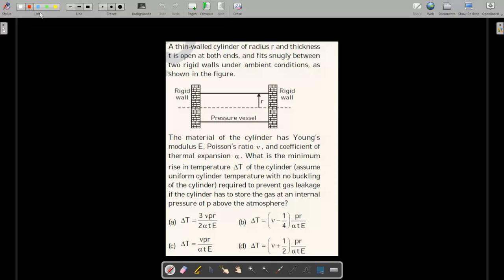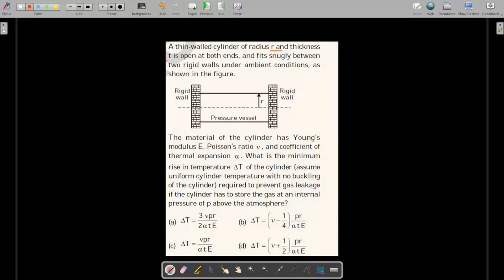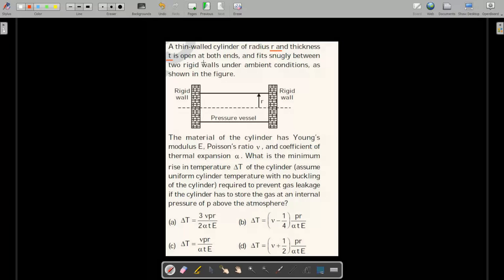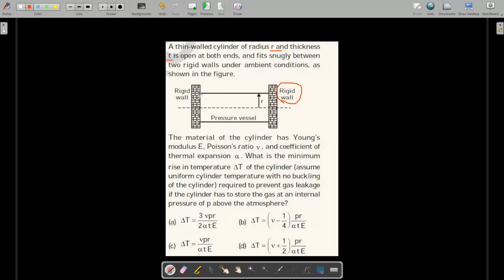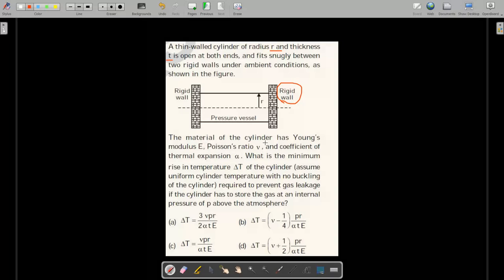So the question says a thin walled cylinder of radius r and thickness t is open at both ends and fits snugly between two rigid walls under the ambient condition as shown in the figure. That means these are the two rigid fixed supports, rigid walls, and there is a pressure vessel held between them at normal condition. Now some material properties are given. Young's modulus is given, Poisson's ratio is given, and the coefficient of thermal expansion is alpha.